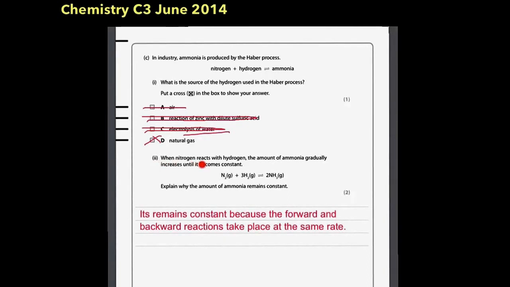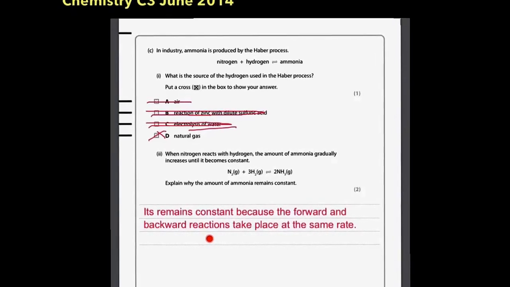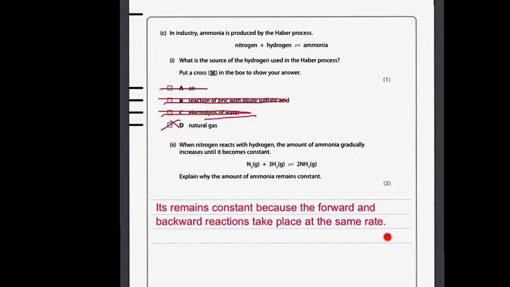For this question, when nitrogen reacts with hydrogen, the amount of ammonia gradually increases until it becomes constant. Explain why the amount of ammonia remains constant. It remains constant because the forward and backward reactions take place at the same rate. So this is all about dynamic equilibrium. The first mark is for saying it remains constant because of the forward and backward reactions, and the second mark you'd get for saying they take place at the same rate.